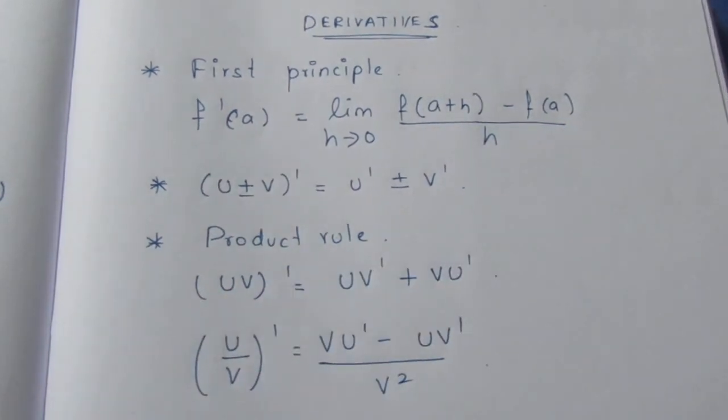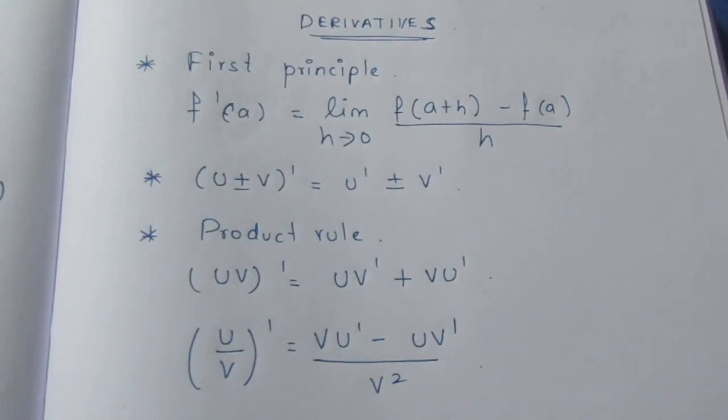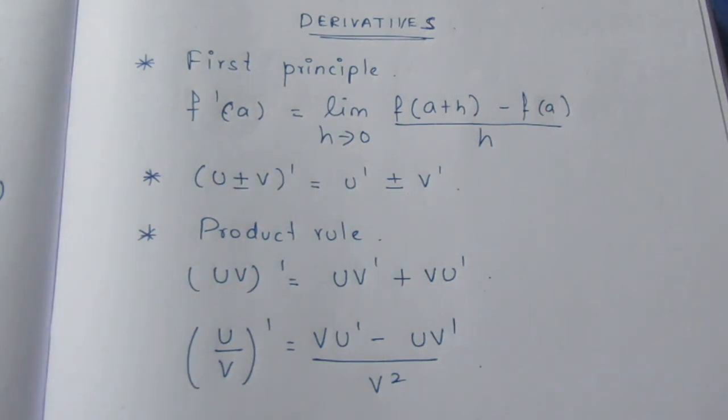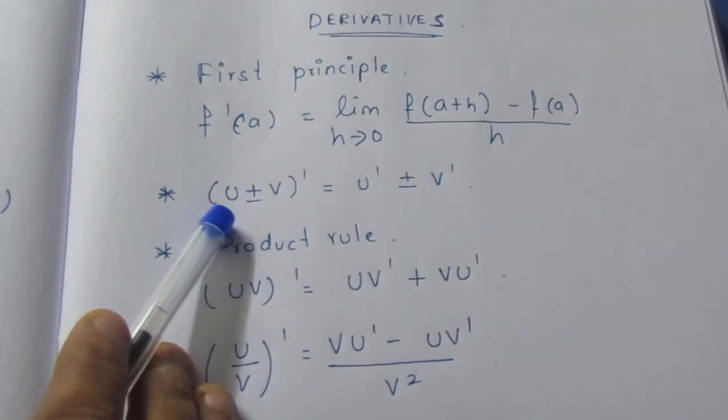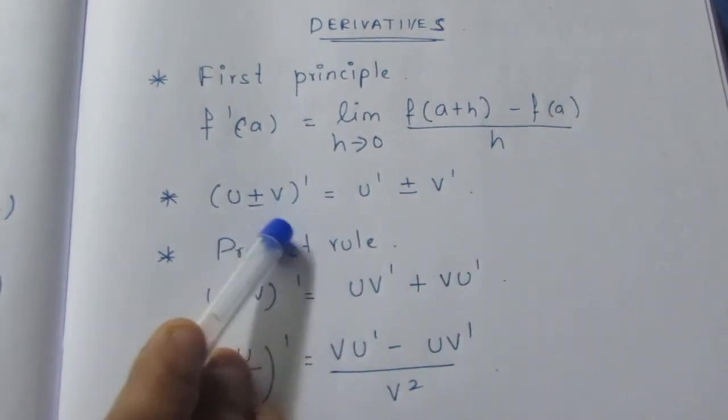You need to substitute there. So it is f of a plus h minus f of a by h when h tends to 0. This is your first principle formula. Now for derivative plus or minus, the dash is the derivative.